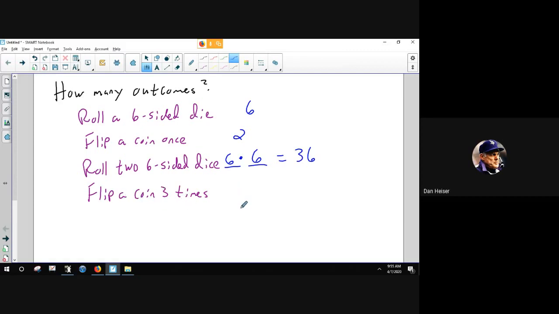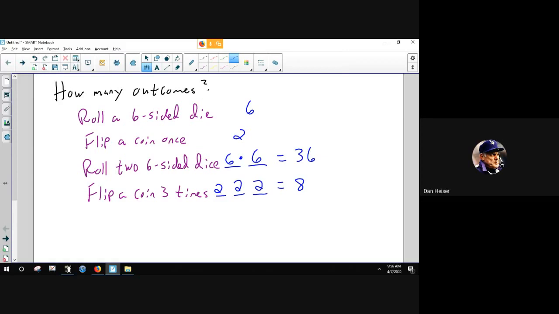Here's another example. Flip a coin 3 times. I'll slot this out. Since I'm flipping 3 times, I have 3 slots. I have 2 possibilities for the first, heads or tails. Then I have 2 possibilities again, heads or tails. Heads or tails the third time. We imply that the operation is multiplication, so we end up with 2 times 2 times 2. There are 8 possibilities. And since that's a fairly small one, we'll look at that one a little more in depth shortly.